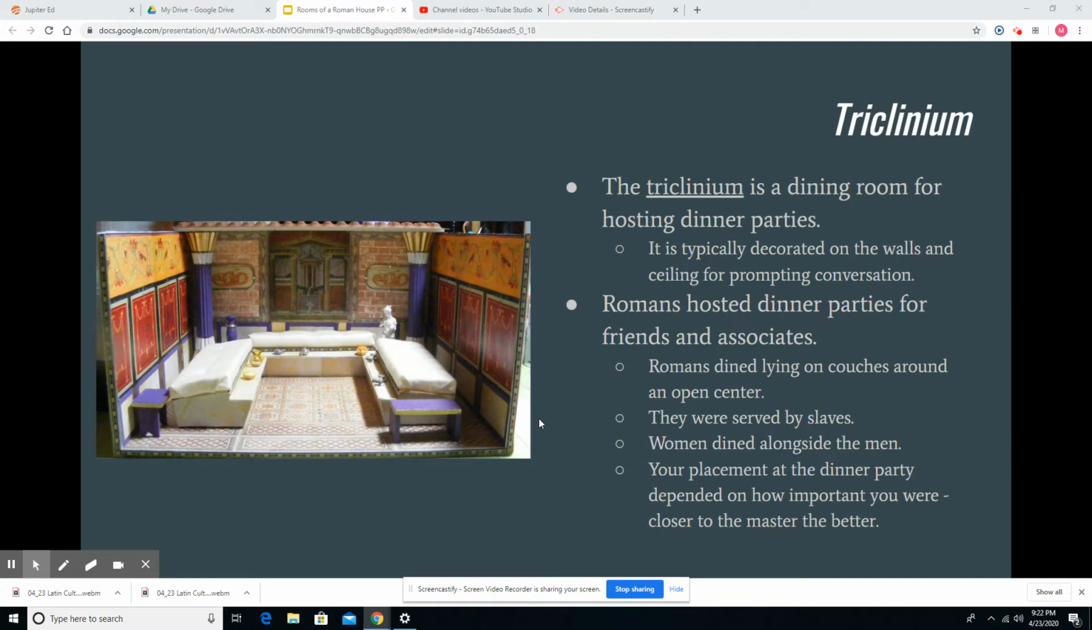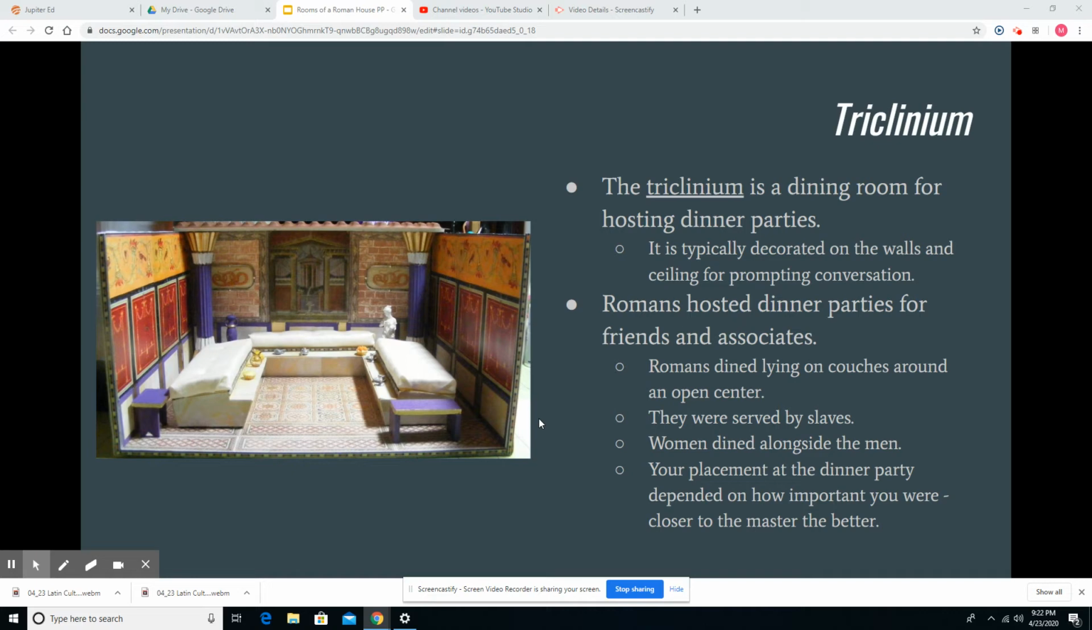Now, it was typically decorated on the walls and the ceiling and even the floor, and these decorations would be very elaborate, very expensive. We'll talk more about that later. And it would be used for prompting conversation between dinner guests. So, kind of keep conversation flowing. Oh, what a nice mural you have up there on the wall. Who painted that for you? That sort of thing, or talk about the story in the mural, something like that.